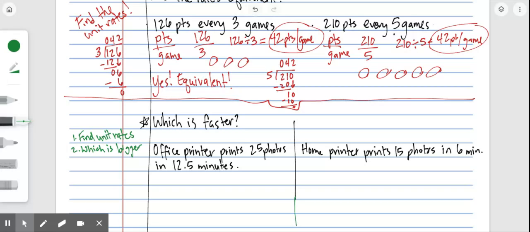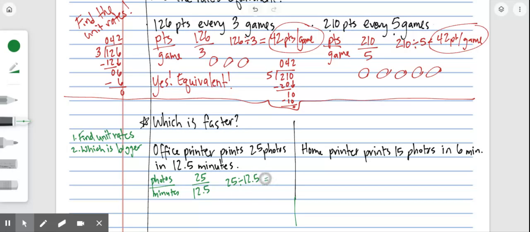Okay. All right, so let's start on the left one. So I've got photos and I've got minutes. Okay. I have 25 photos in 12 and a half minutes. Okay. Now I don't know how to divide these by hand. So we're going to get a calculator out. 25 divided by 12 and a half. So 25 divided by 12 and a half.